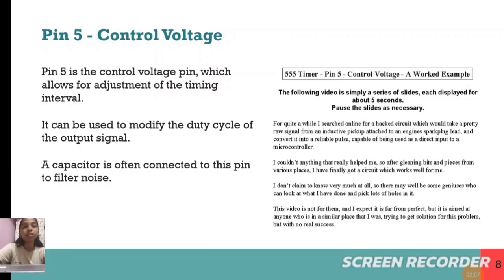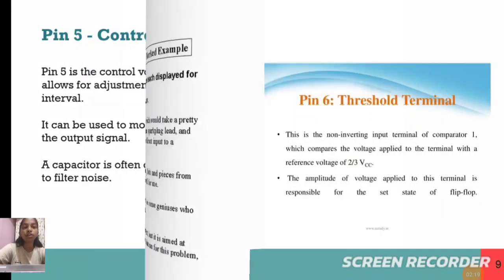And the fifth pin is the control voltage pin, which allows for adjustment of the timing interval. It can be used in modifying the duty cycle of the output signal. A capacitor is often connected to this pin to filter noise.